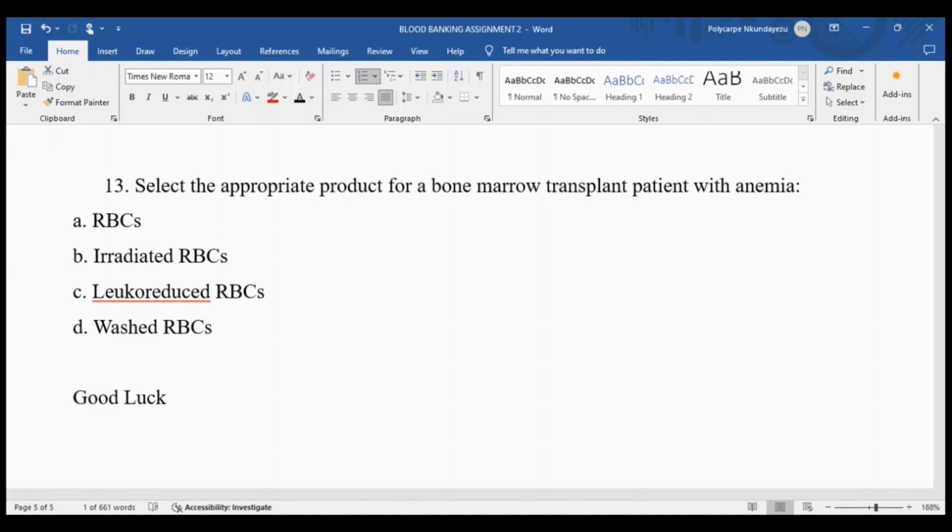Okay, so my comment is that we use irradiated RBC for bone marrow transplant patients with anemia because this person is already immunocompromised. That's the straightforward answer. The bone marrow patients are already immunocompromised. So in fact, irradiated RBC is always indicated for two patients. The first is the blood relative patient, and the second is anyone with weakened or suppressed immunity. So those are the two patients we need to transfuse irradiated RBC.